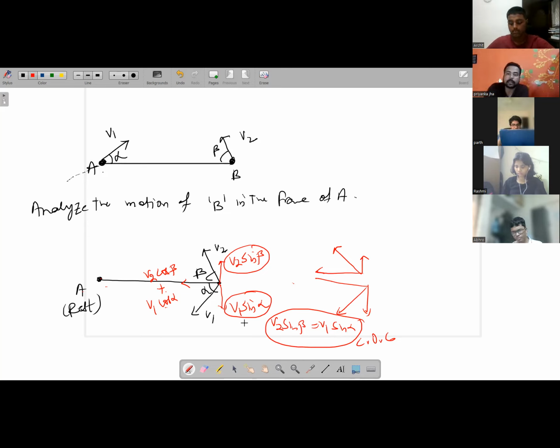And now, if I ask you how much time it will take to collide, B has to travel this distance. Suppose this is L. So the time taken to collide is distance upon this velocity, V1 cos alpha plus V2 cos beta. We have this kind of problem in aerodrome as well.